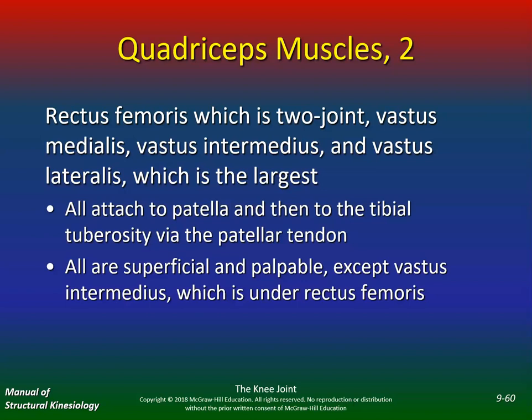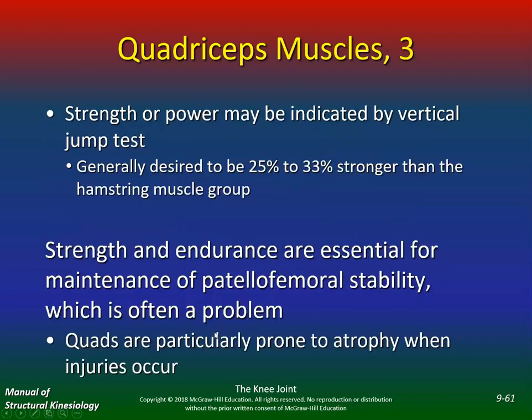The rectus femoris, which is a two-joint muscle, vastus medialis, vastus intermedius, and vastus lateralis, which is the largest, are all attached to the patella and then to the tibial tuberosity via the patellar tendon. They're all superficial and palpable, except the vastus intermedius, which is under the rectus femoris and a lot deeper.